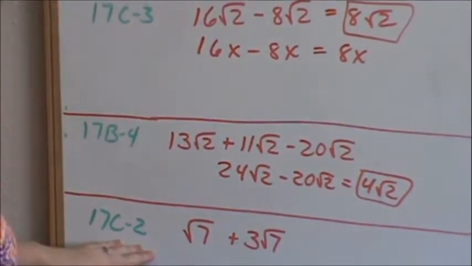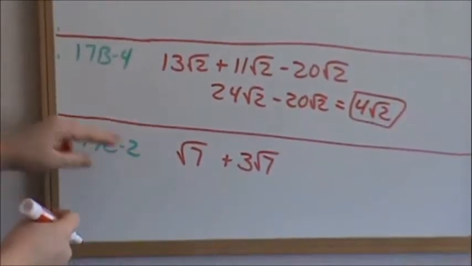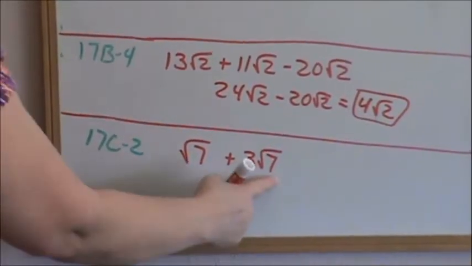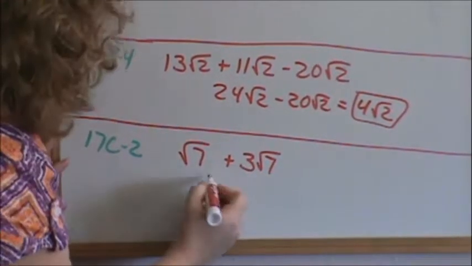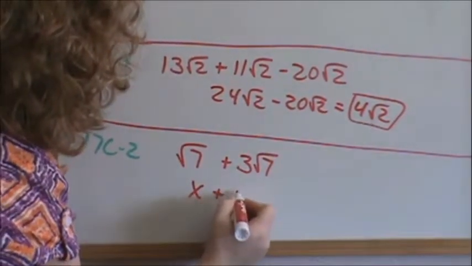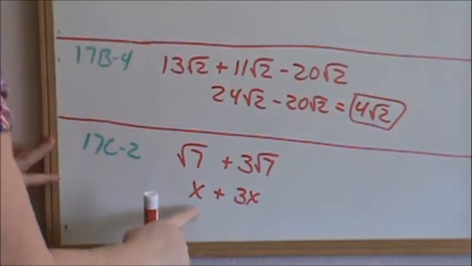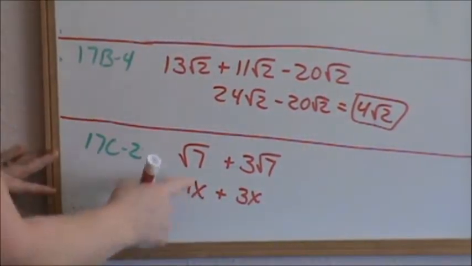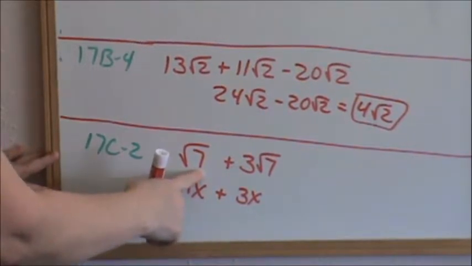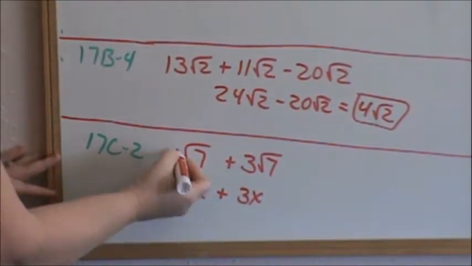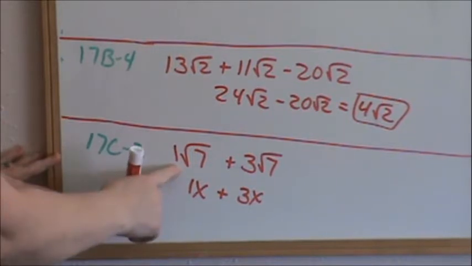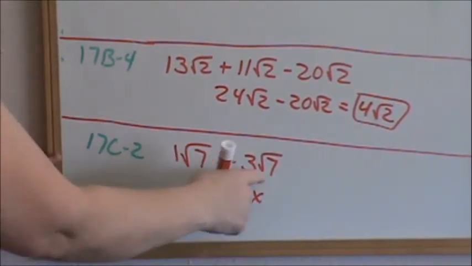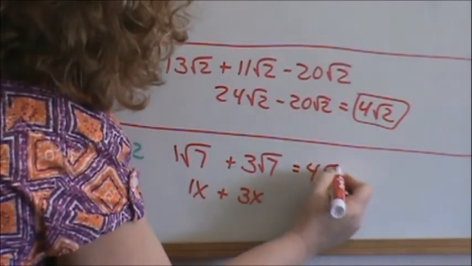Now let's look at problem 17c, number 2. We have square root of 7 plus 3 square root of 7. Our radicals are the same kind, so this is not anything different than saying x plus 3x. What coefficient is in front of this x? Yes, 1. The same is true for radicals. What coefficient is in front of this radical? A 1. So this is like 1 square root of 7 plus 3 square root of 7. Adding the coefficients, we would get 4 square root of 7.